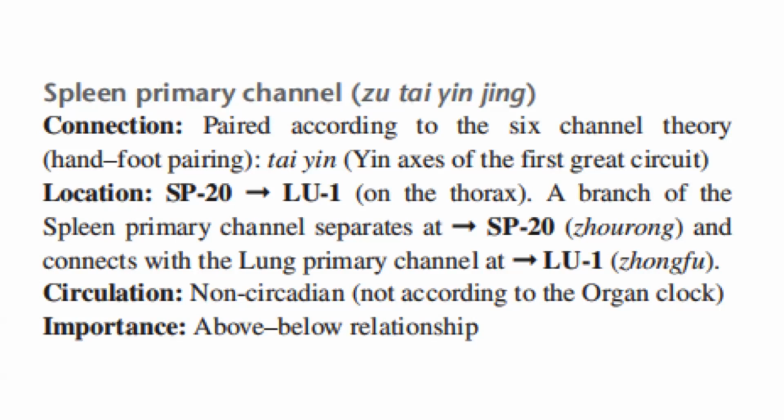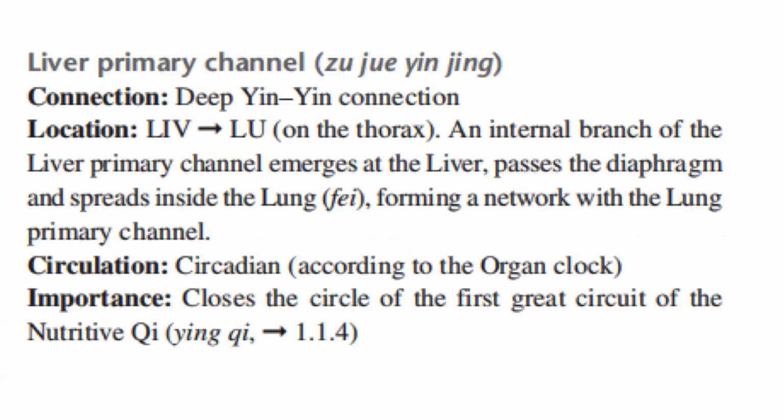A branch of the spleen primary channel separates at spleen 20 and connects with the lung primary channel at lung 1. Circulation is non-circadian. That means it's not according to the organ clock. Importance of this connection is above-below relationship.